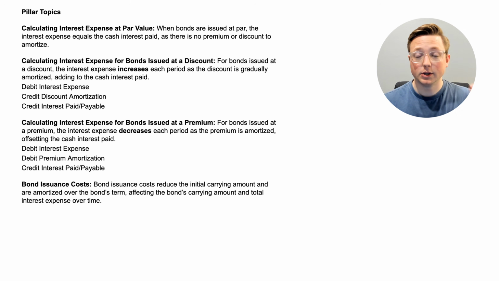So remember, with discounts, when they amortize, they are increasing the carrying amount of the bond, which means that the interest expense is going to increase each period because the carrying amount is increasing each period. And remember, the journal entry for this that really helped me solidify understanding: you debit interest expense and you credit interest payable for both a discount and a premium. But the difference comes in here, where with a discount, you're crediting discount amortization, and with a premium, you're debiting premium amortization. But we'll get to premium in a second.